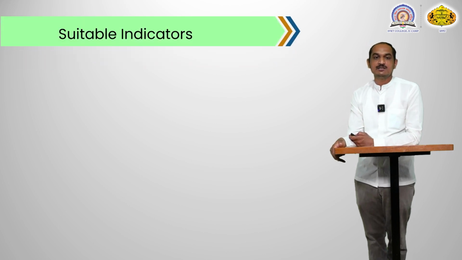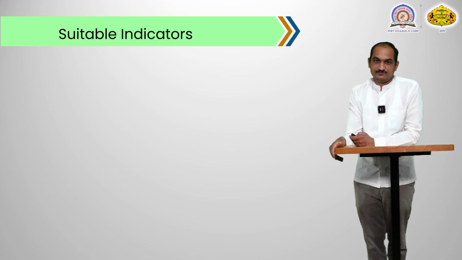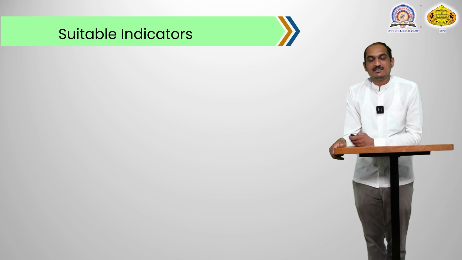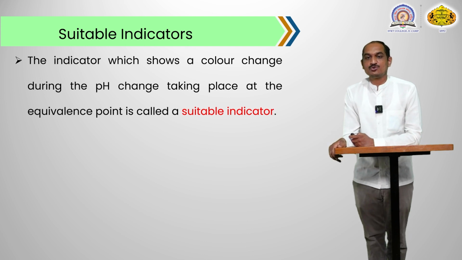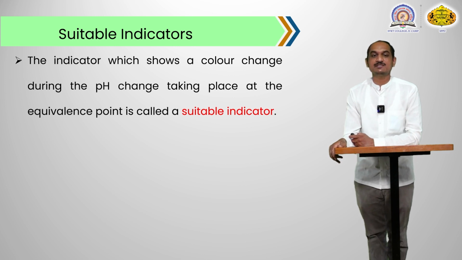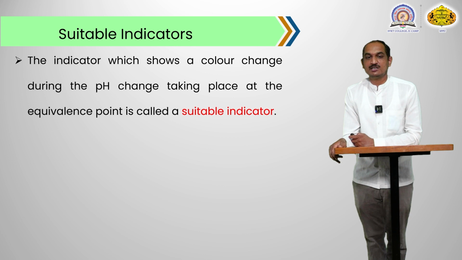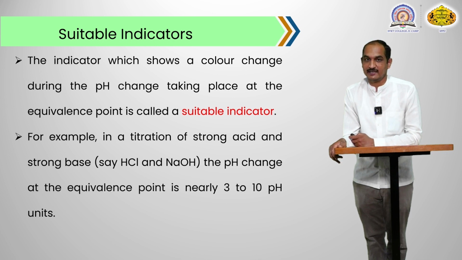Another term is the suitable indicator. We know that during titrimetric analysis we require a suitable indicator. Then which is the suitable indicator? The indicator which shows a color change during the pH change taking place at the equivalence point is called the suitable indicator.